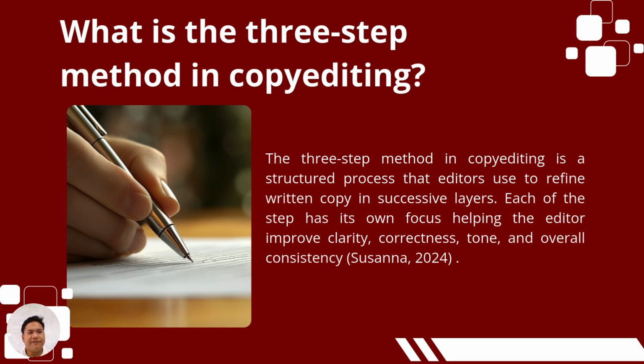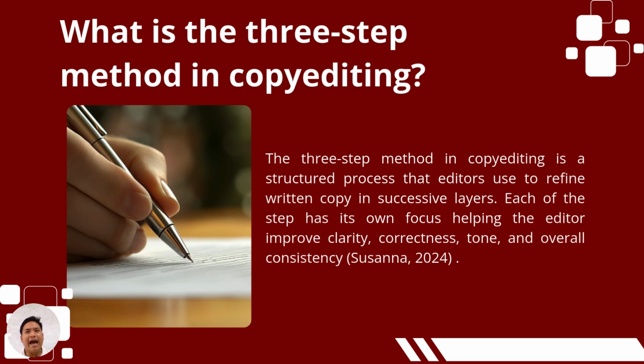So let's first define the three-step method in copy editing. According to Susanna 2024, the three-step method in copy editing is a structured process that editors use to refine and copy in successive layers. Each of the steps has its own focus, helping the editor improve clarity, correctness, tone, and overall consistency.